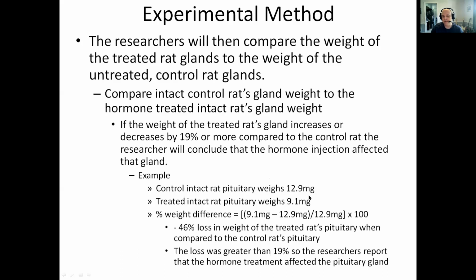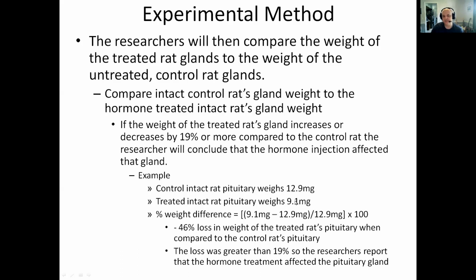So how we do that is we're going to subtract the control weight from the treated weight for just the intact rat in this case. So treated intact pituitary weight minus control intact pituitary weight. We're going to divide that by the expected weight if the treatment did nothing, which is the control weight. And then to get the percent, we multiply that fraction by 100. So you're doing a simple percentage. And if we always subtract the control weight from the treated weight, the sign of the percent change will indicate whether weight was lost or gained. And I'll go back through this when we get to the end of this video.